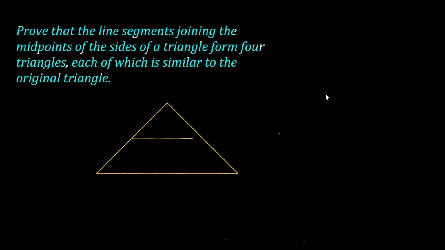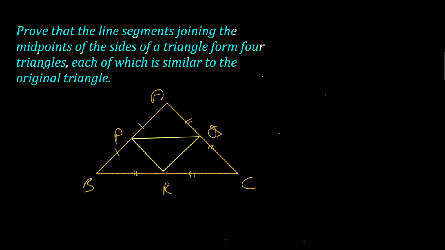Let's say I take these as the midpoints of these sides, and joining these midpoints, we obtain a triangle. And what we need to prove is that this triangle so formed over here is similar to the original triangle, right? So let's say I mark the triangle name as ABC, and let's say P is the midpoint of AB, Q is the midpoint of AC, and R is the midpoint of BC.